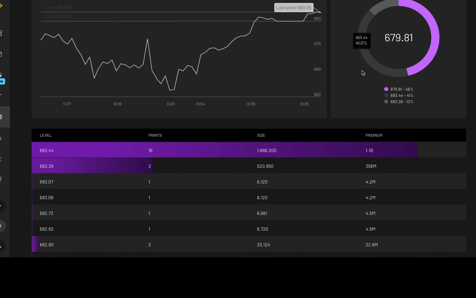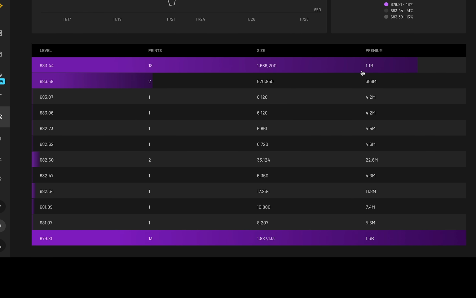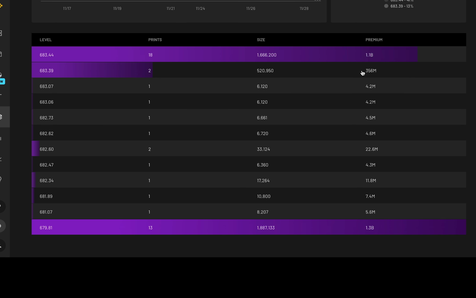I do have some good news though. The DarkPool levels have broken over $1 billion in premium again, which tells me the big money players are getting active, very active, and that's a good sign that volatility can return this week coming up. 1.3 billion in premium at the 679.8 level and 1.1 billion in premium at the 683.44 level. If SPY stays above or breaks above these levels, we are bullish and we can expect more upside. But if SPY breaks below these levels, then we can expect some type of sell-off.